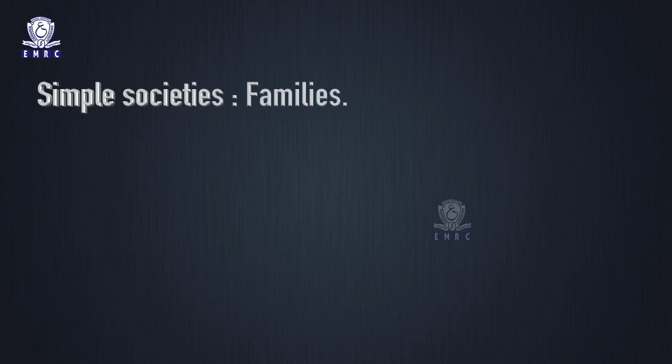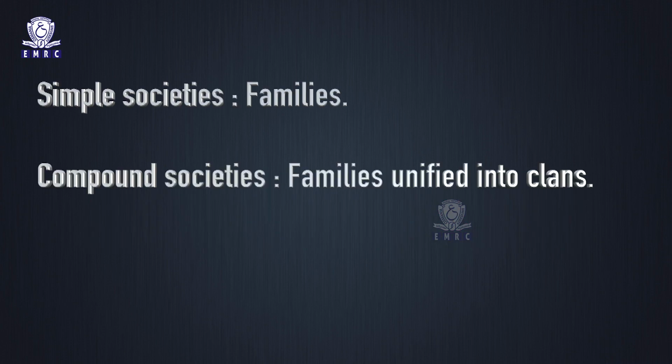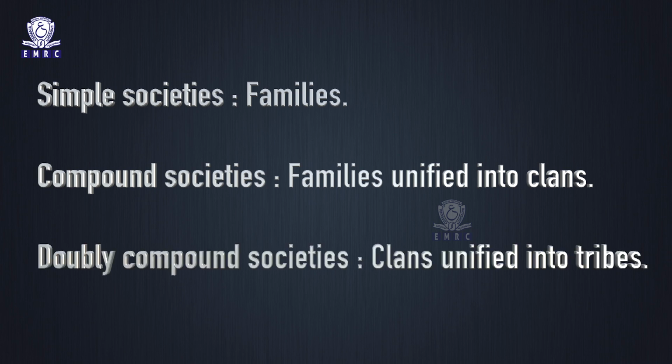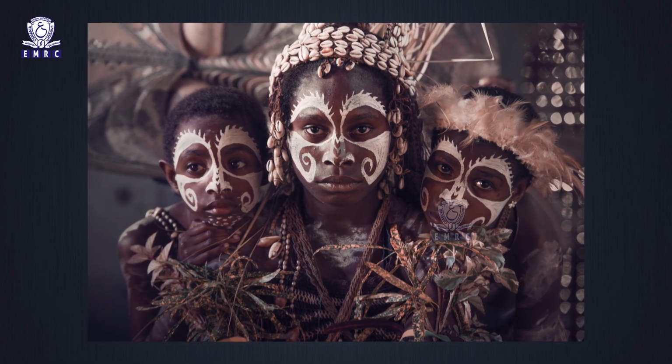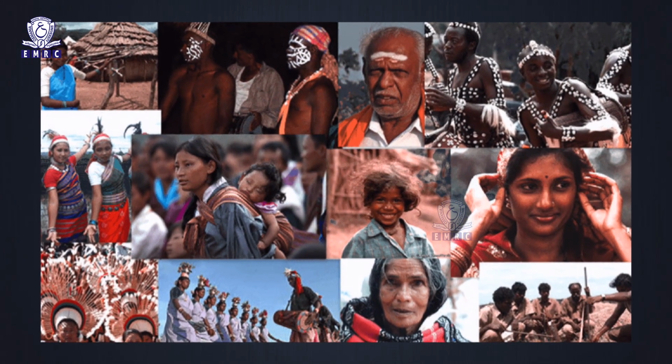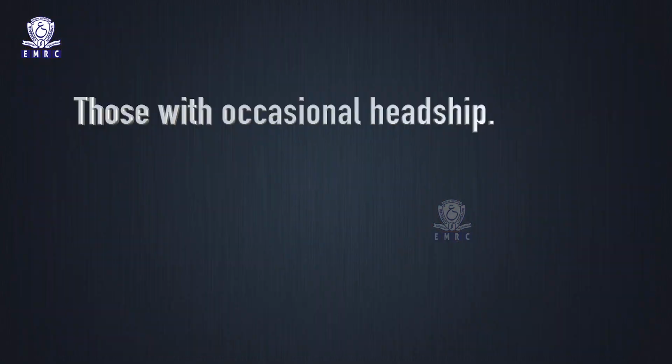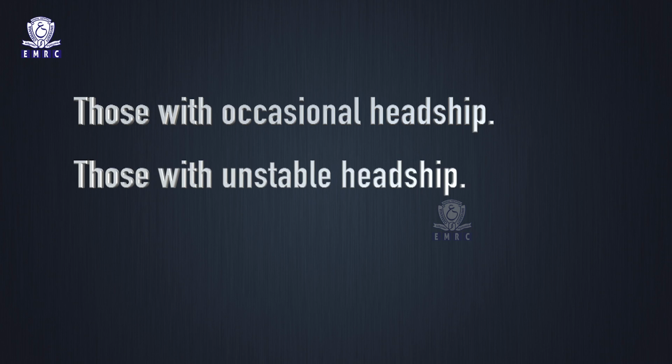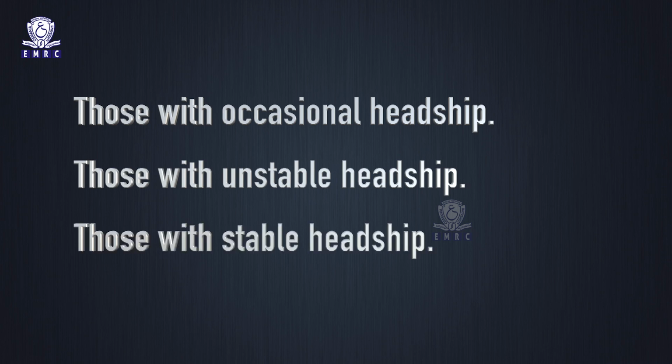According to Spencer, simple societies consist of families, compound societies consist of families unified into clans, doubly compound societies consist of clans unified into tribes, and the trebly compound societies such as our own have tribes brought together forming the nations or states. He distinguished between simple societies which were headless, those with occasional headship, those with unstable headship, and those with stable headship. Compound and doubly compound societies were classified in terms of the complexity of their political organization.